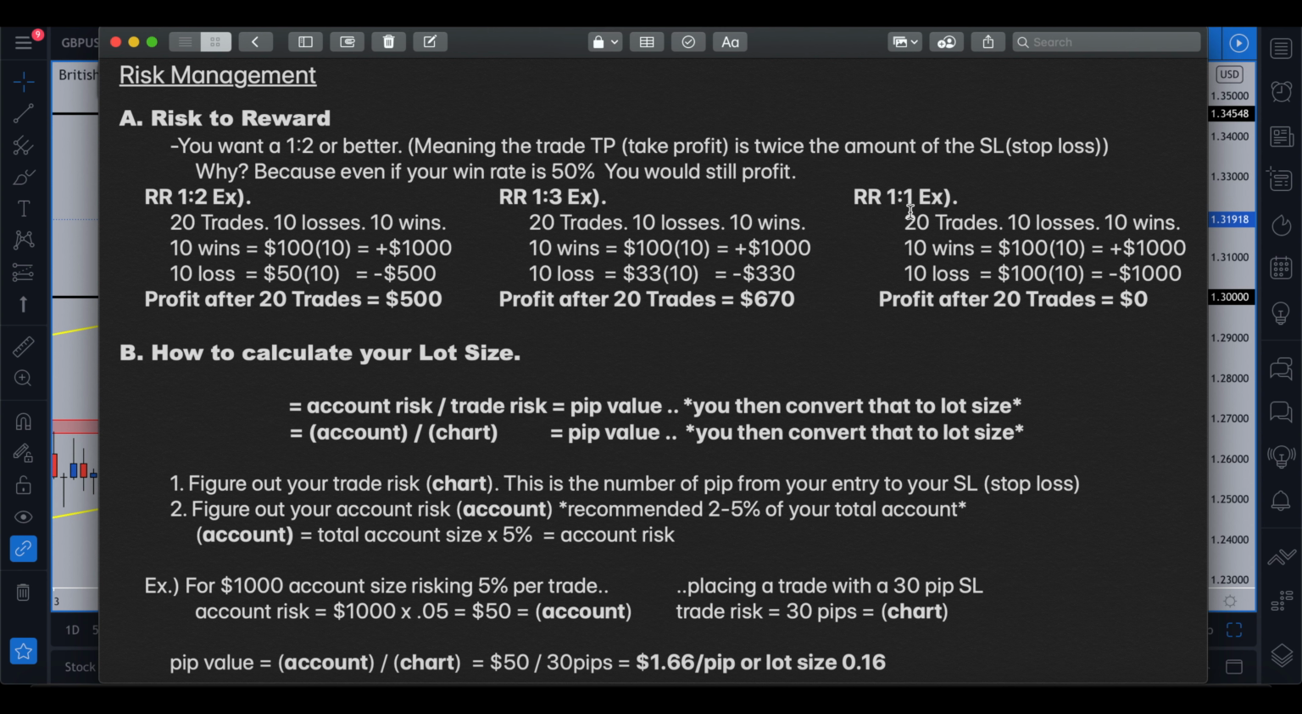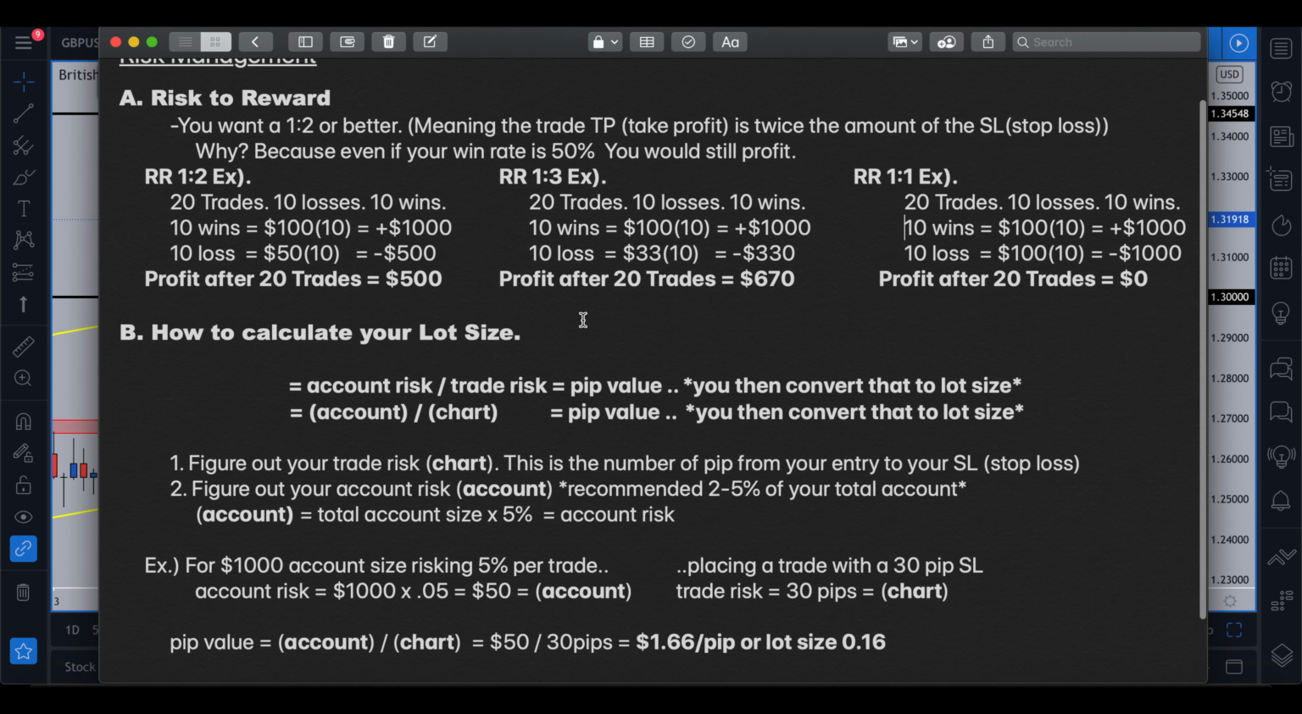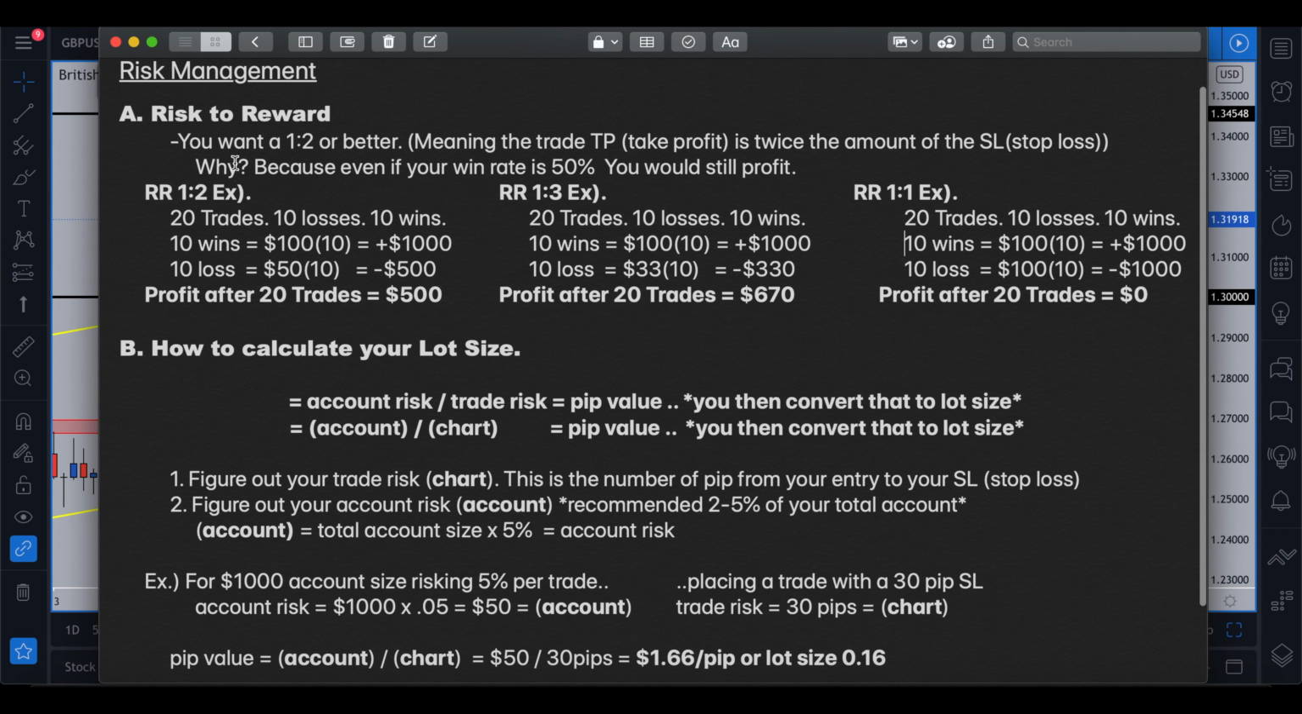You're not letting your risk to reward really make up for that. So you want to stay away from 1 to 1s, period. After 20 trades, not profiting anything. Yeah, how does that sound? Whack, ain't it? So that's basically what you need to know about risk to reward. Always go for a 1 to 2 or better.